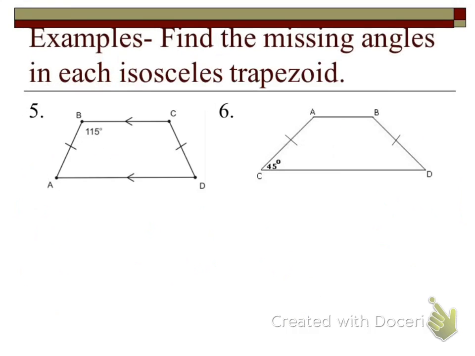All right, next we're going to look at isosceles trapezoids. So we know these are both isosceles trapezoids. They're trapezoids, first of all, because we have a set of parallel bases. And then we know they're isosceles because the legs are marked as being congruent. Now, one of the properties of isosceles trapezoids is that the upper base angles are the same and the lower base angles are the same. So if you know that B is 115, what's C going to be? 115. They're the same. Good.